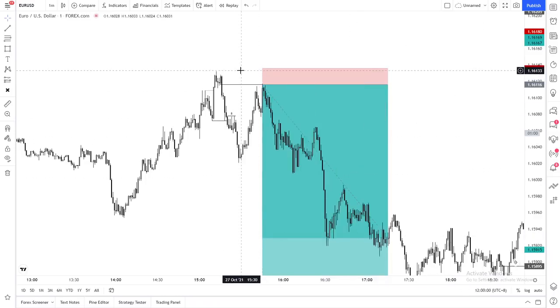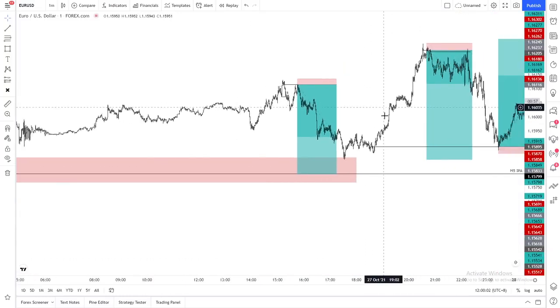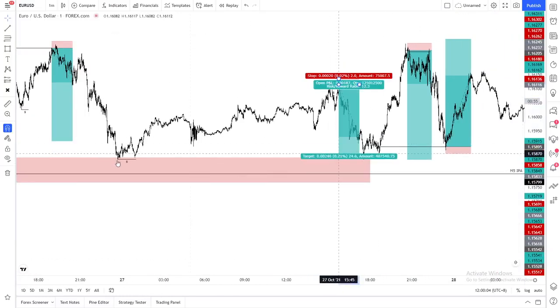Not 2.5, but it was 2 pips. And my take profit was just these lows.